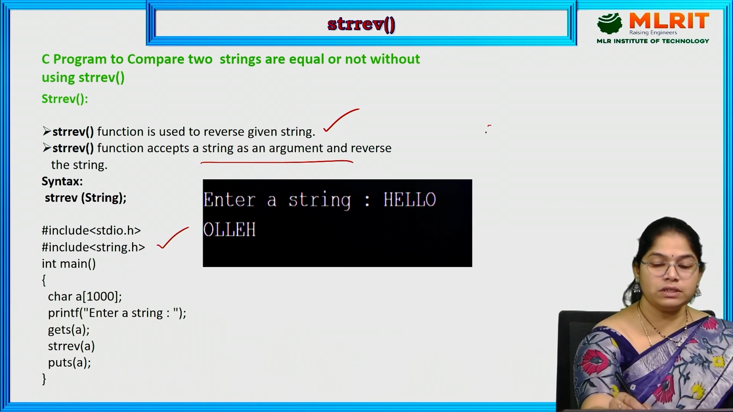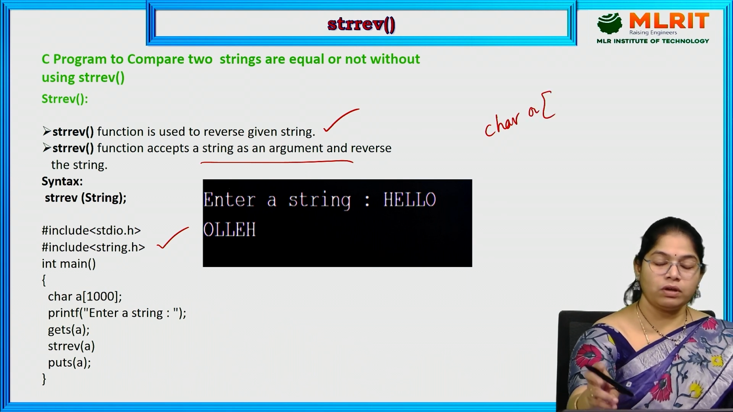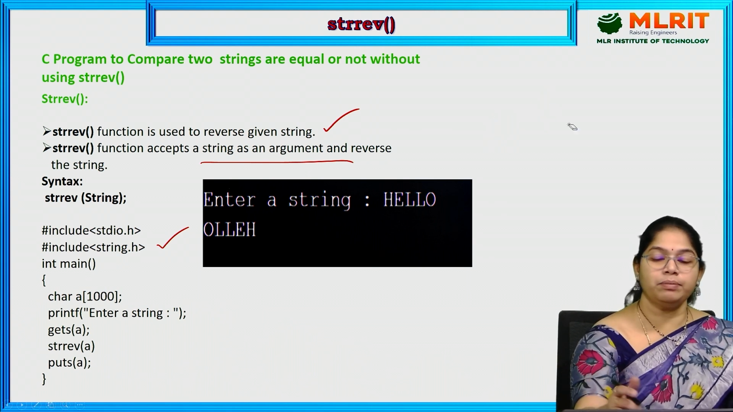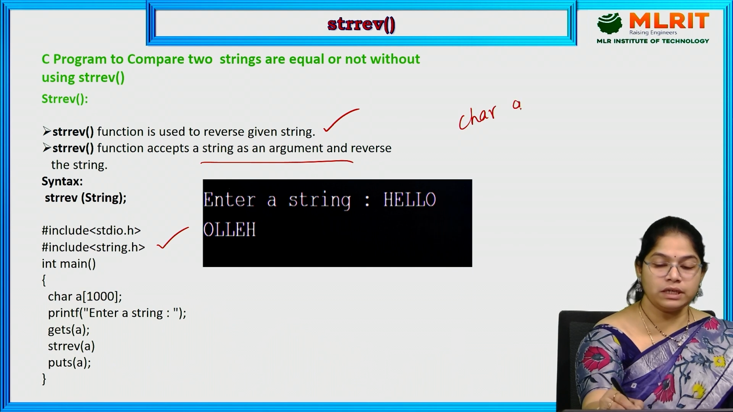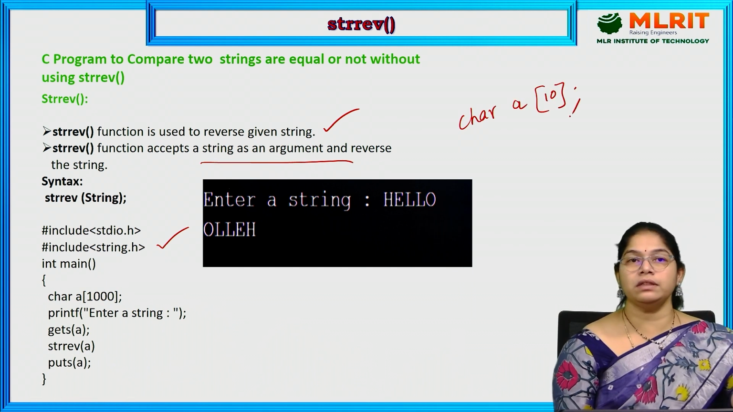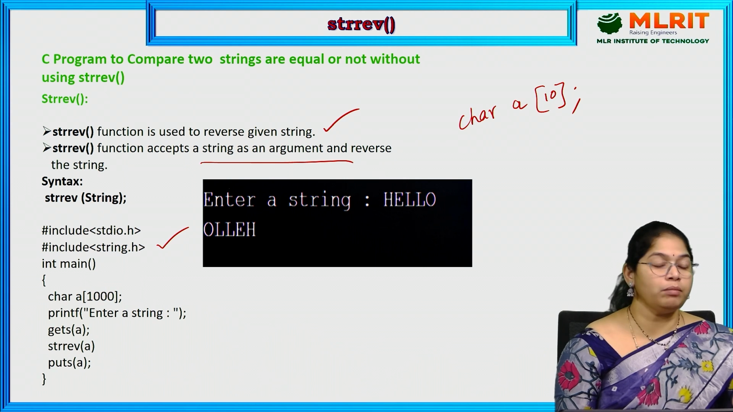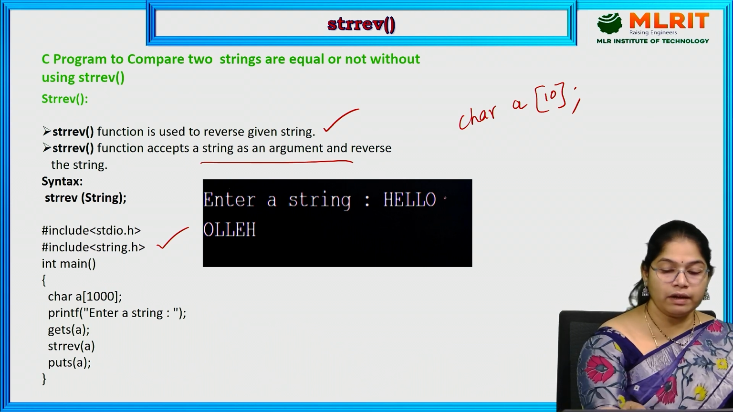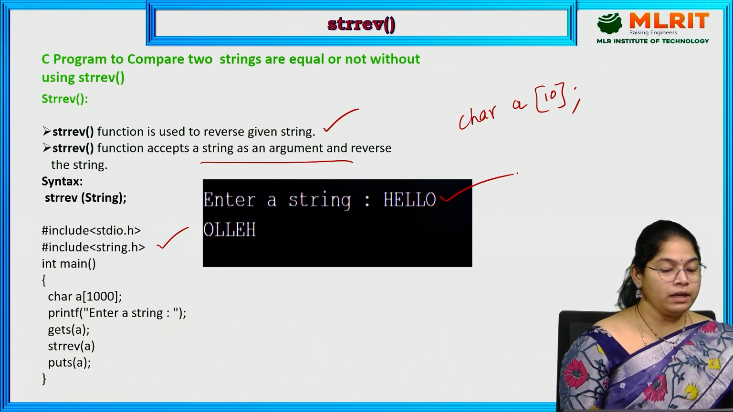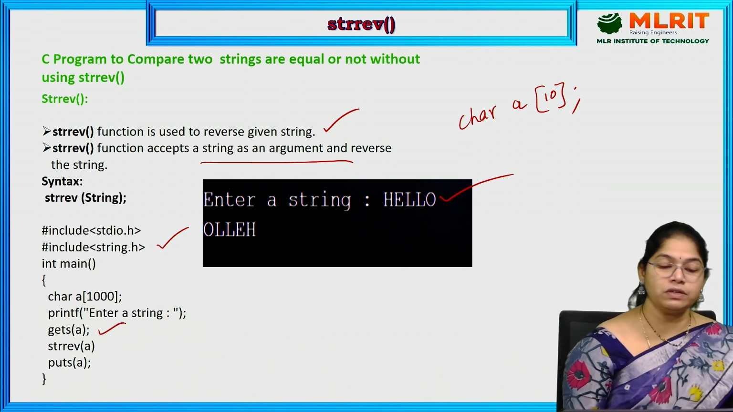Always the string is of type character, and the string name is A. Here I am taking 10 as the size of the string. That means it can take 10 characters including the null character. Then enter the string. Here I have entered the string as hello. Then using the gets function, I have read the string provided by the user.